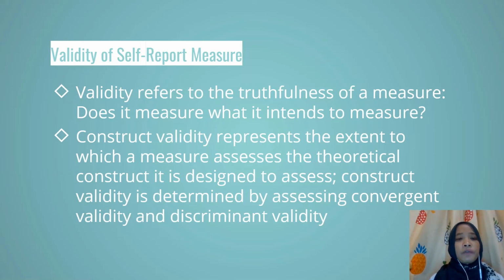So for convergent validity, you want to get similar results from both types of measures. For discriminant validity, you would want to get different results from two types of measures that are intended to measure two different constructs.